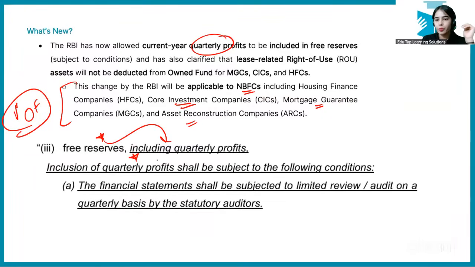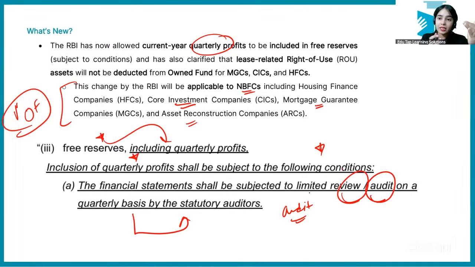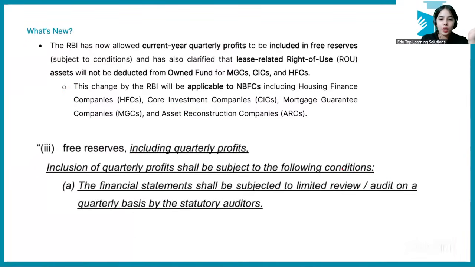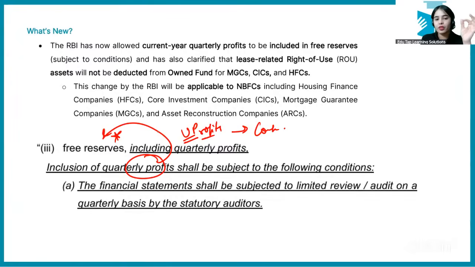So inclusion of quarterly profits shall be subject to certain conditions. First of all, the quarterly profit should be audited or reviewed on a quarterly basis. There should be statutory auditors that audit it so that it can be seen whether the company has actually earned the profits, or the company is just putting out some random number. So the quarterly profits, especially the undistributed profits kept by the company itself, will be included in the free reserves only after the review or the audit has been done by the statutory auditors for the quarterly profit.